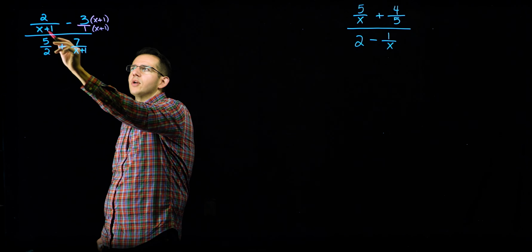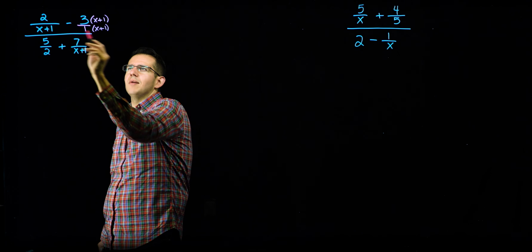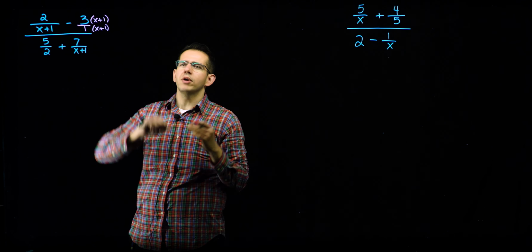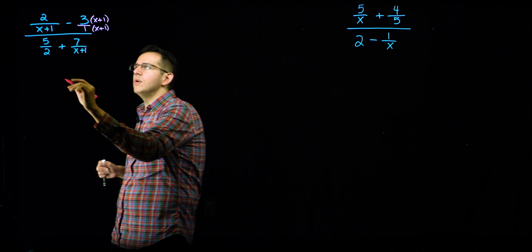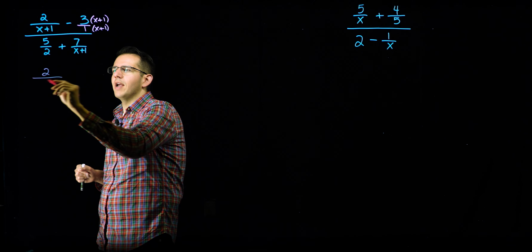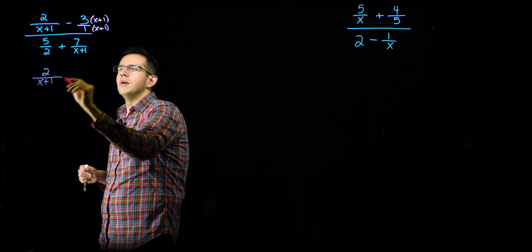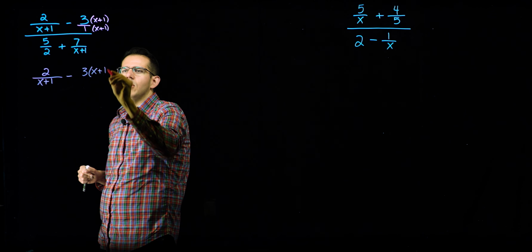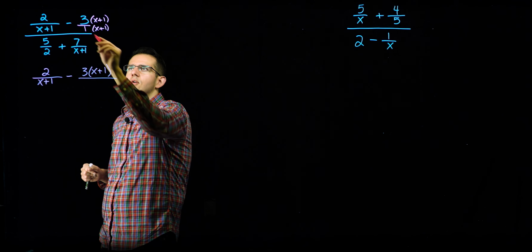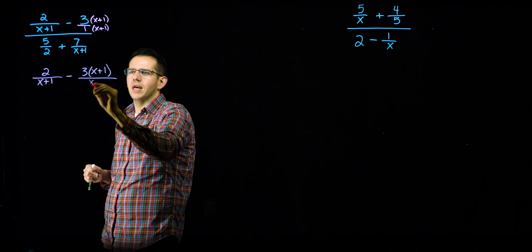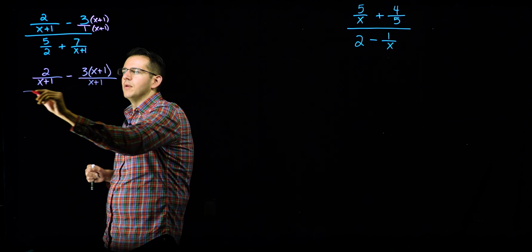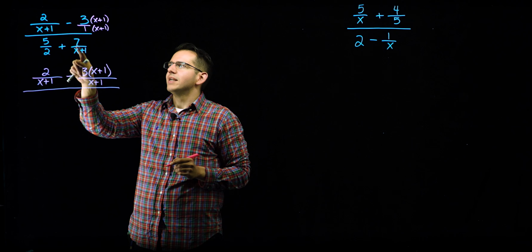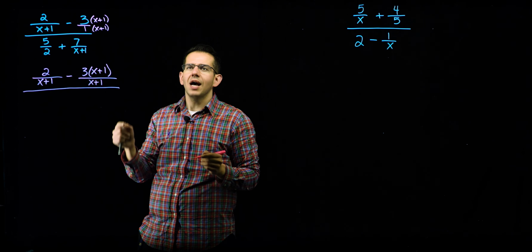By doing so, we're going to get a least common denominator between the two and allows us to subtract the numerators. So we'll get 2 over x plus 1 minus 3 times x plus 1 over 1 times x plus 1, which is just x plus 1. This is all for the numerator. Now we need to do the same thing for the denominator.